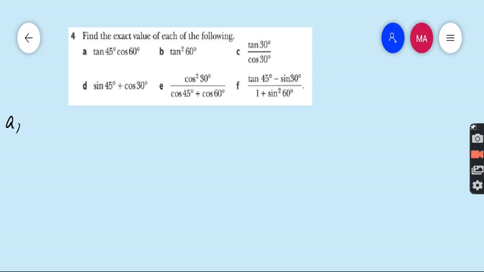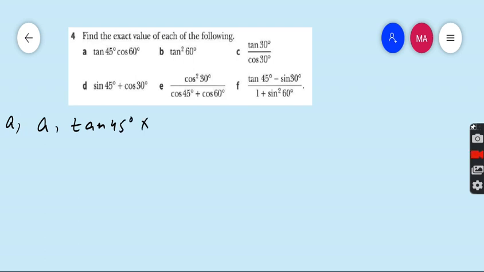There is a table given in the book before exercise 9.1. You can memorize at least 30, 45, 60 and 90 degree trigonometrical ratios values. But if you don't want to memorize, no problem, use a calculator. But by the grace of Almighty God, I memorize almost all the standard values. Let's start part A.